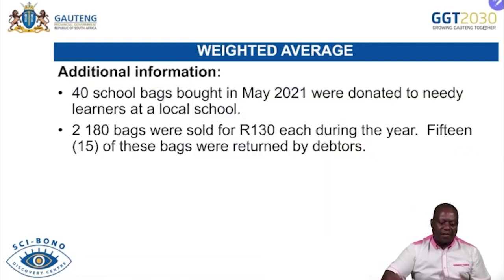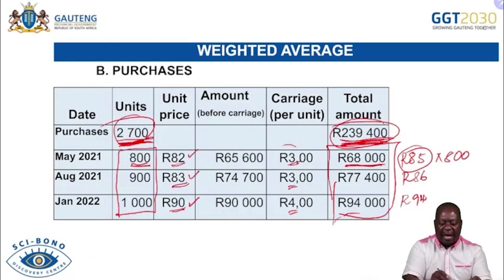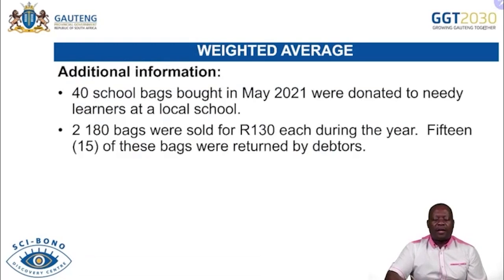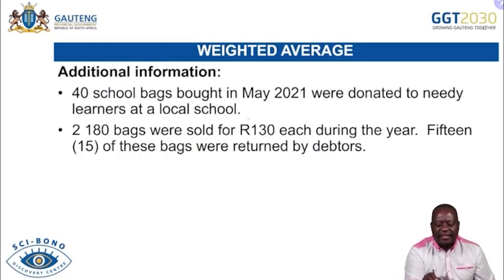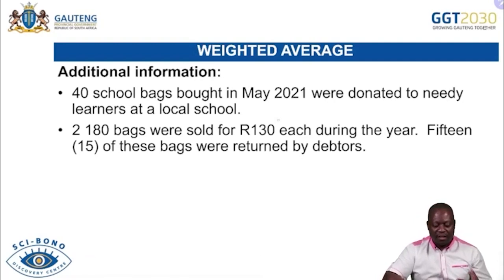Now let's check if there is anything else that they are saying about this. They are saying in the additional information, 40 school bags bought in May. They are specifying exactly when they were bought, in May. And if you still remember, our May is the first batch. They were bought in May and they were donated to needy learners at a local school. Let's hope your school is the lucky school. You are getting 40 bags so that you can use them to carry your books and come to school with that heavy textbook that I need.